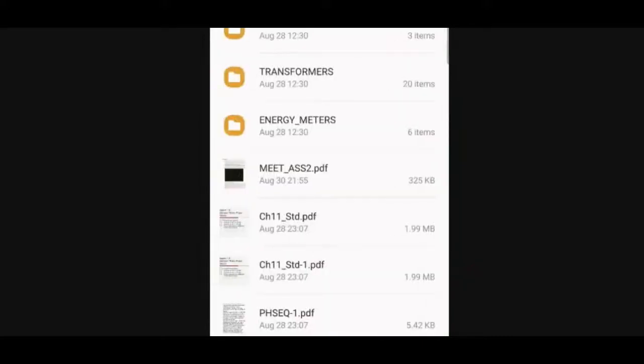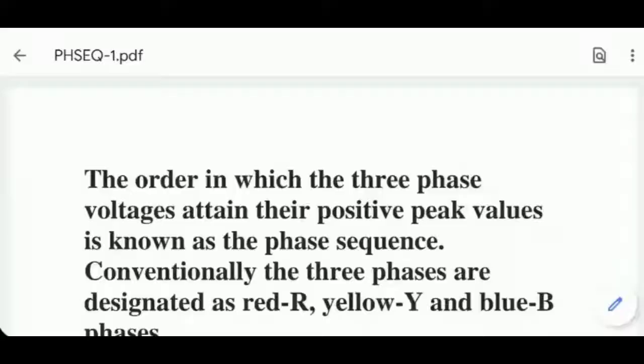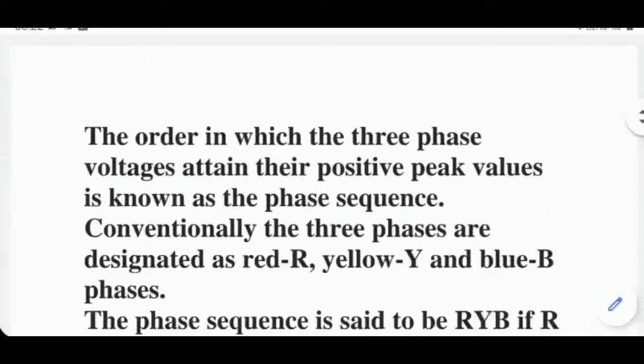The other one, I think for a minute, let me show you this, which I have already told you. Let's look at it once again. What is the phase sequence? The order in which the three phase voltages attain their positive peak values is known as the phase sequence. It is ABC or positive sequence. They are calling it RYB. That's what I wanted to bring to your attention. Instead of ABC, one can also call it RYB.